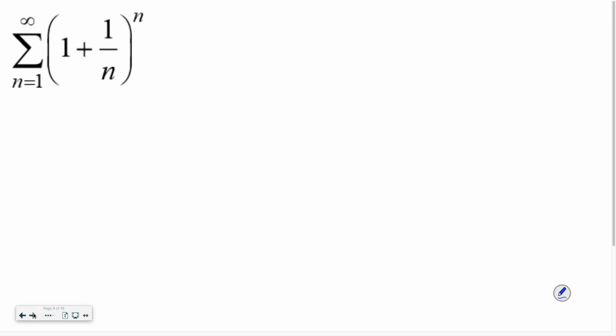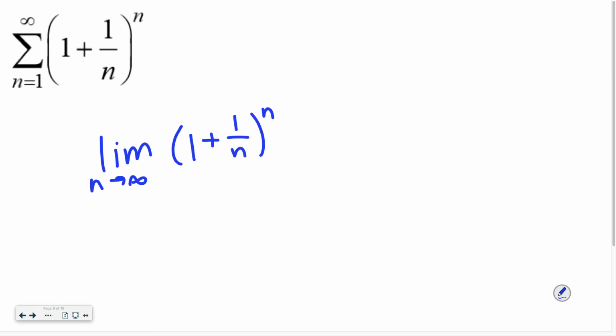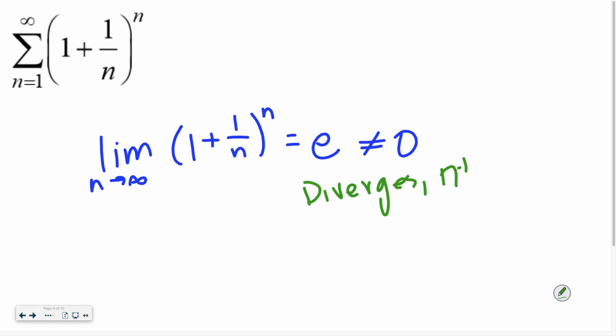Can you just make our whole test like root tests and p-series? That would be nice. However, if we take the limit of our sequence, it equals e, which doesn't equal 0, so we diverge because of the nth term test. So yeah, just don't use the root test.